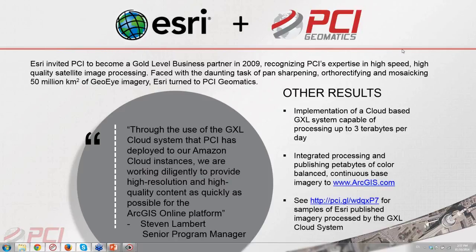So I just want to quickly mention that we do have a great relationship between PCI Geomatics and Esri, and that's the reason that we're giving this webinar today, to highlight some of the capabilities that can be brought to bear between both our software packages. Esri actually turned to PCI when they needed to process 300,000 images for their ArcGIS Online imagery base map. And so our technology was used for that. If you go to ArcGIS Online and flip on the imagery layer, chances are you'll see a lot of data that was processed by Esri using our GXL system on the Amazon cloud.